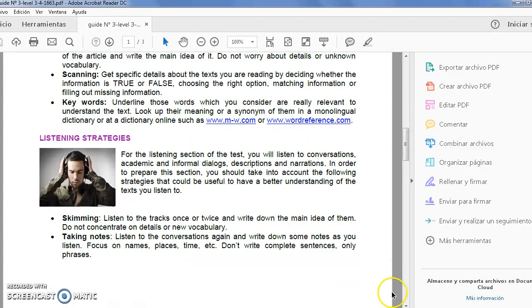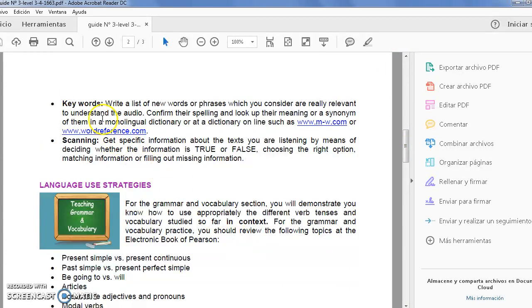The next strategy we have here is keywords. Similar to what you did in reading, you write a list of new words or phrases that you consider are really important to understand the audio. Sometimes you can write the words as you hear them, as you understand them, but you have to check the spelling, because sometimes the spelling is different to what you wrote down. So you check the spelling in the dictionary, and you look at their meaning or synonym, the same dictionaries that I mentioned before.